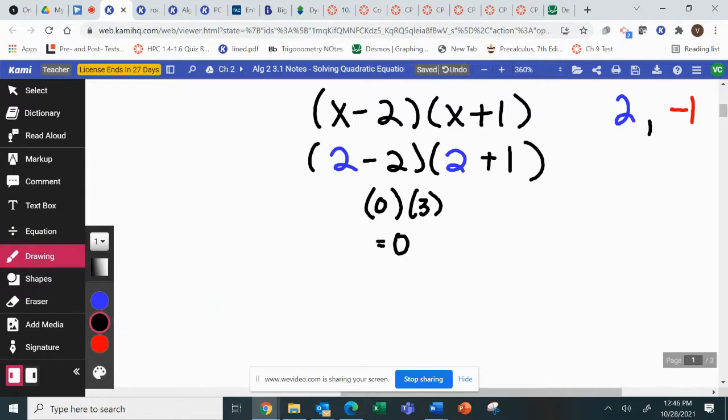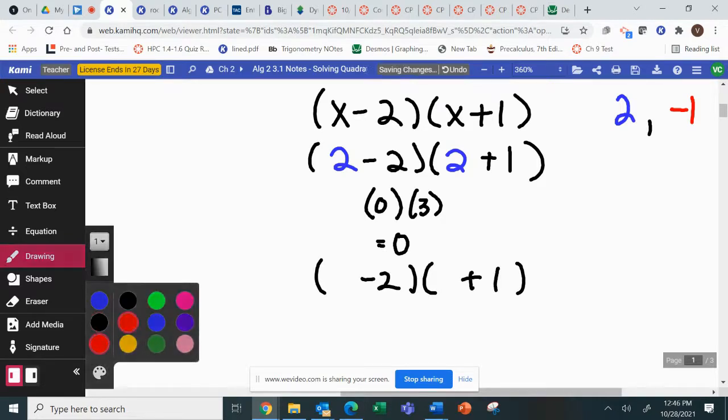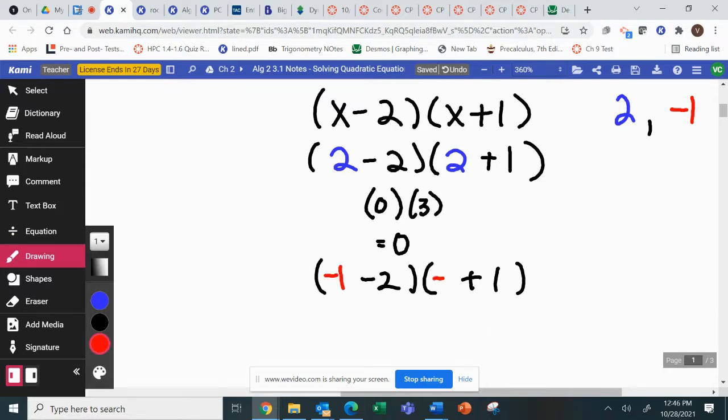Now, if I plug in the other number, this time I get negative 3 and I get 0. And what's negative 3 times 0? So both of them came up with 0, but I only plugged in one of those answers at a time.